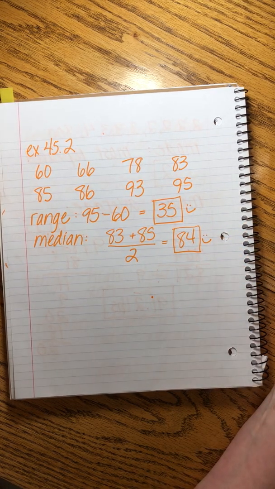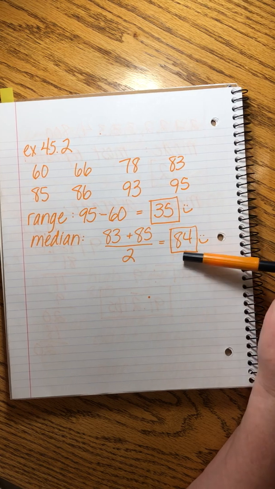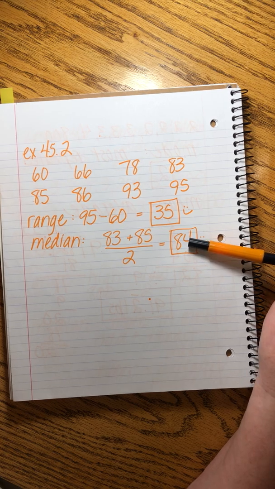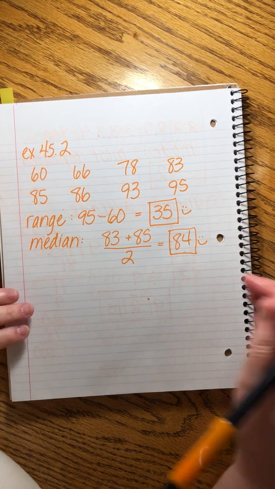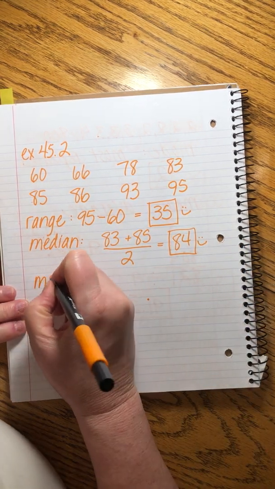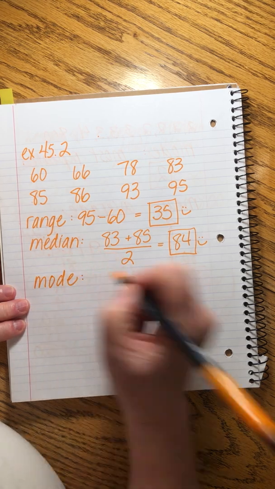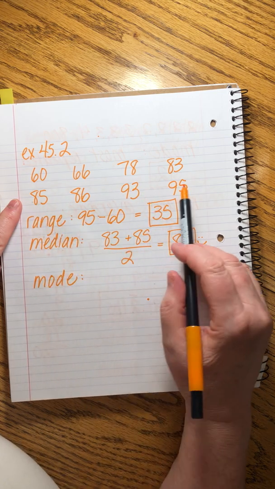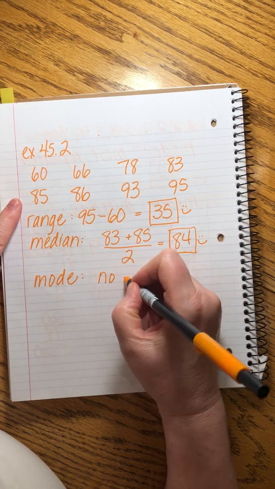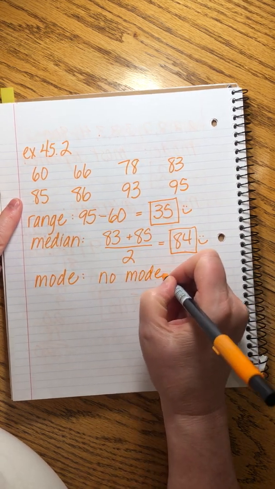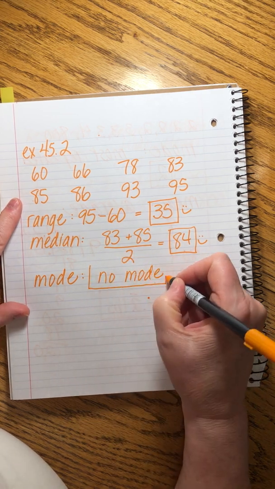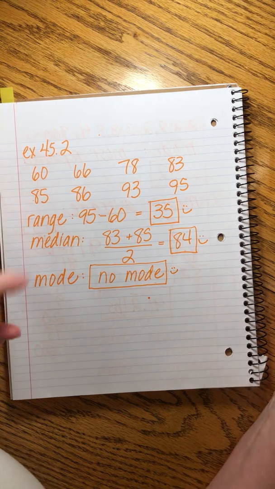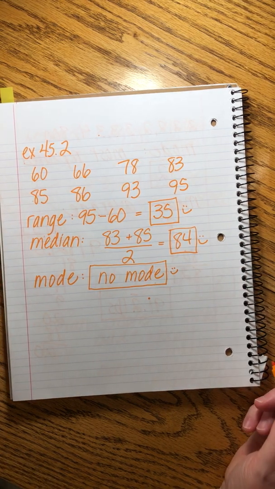Okay? That tells us that half of the kids got better than 84, half of the kids got worse than 84. Okay. Mode. Which score was repeated the most? And as we look at this, we go, oh, there's no repetition at all. So in this one, we say no mode. You can have one mode, you can have 2 or more modes, or you can have no mode. Huh. Mode's kind of temperamental.